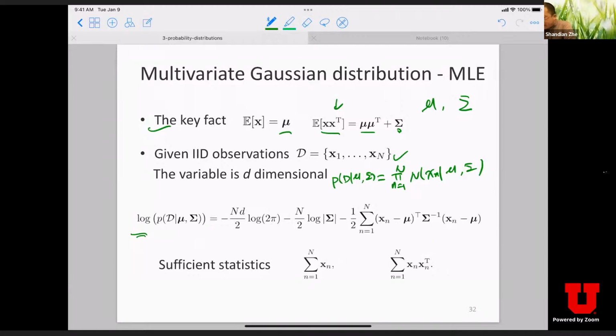And we'll see that actually, as long as you know these two statistics, you can estimate your mu and sigma. You don't need to memorize all x's explicitly. That's why we call them sufficient statistics. What do sufficient statistics mean? It means that you don't need to explicitly store the whole data. You just need to store the sufficient statistics and use them to give the estimate of the parameters mu and sigma.